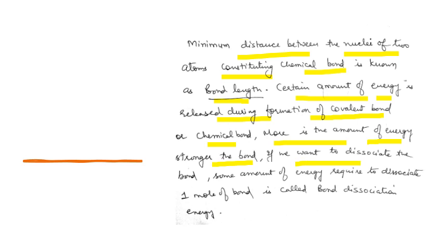If we want to dissociate the same bond, the amount of energy required is called bond dissociation energy. So we can say the energy released during the bond formation is equivalent to the energy required to break it. Understood? So that is called the bond energy. And if we are talking about breaking it, that is also said to be bond dissociation energy.